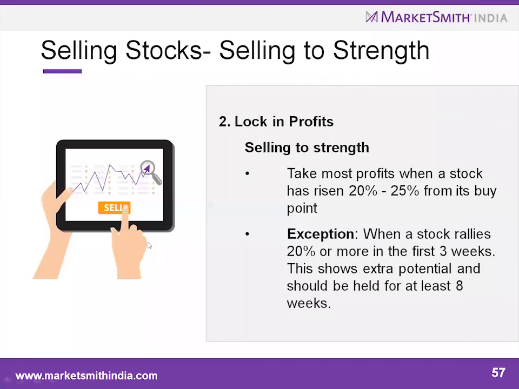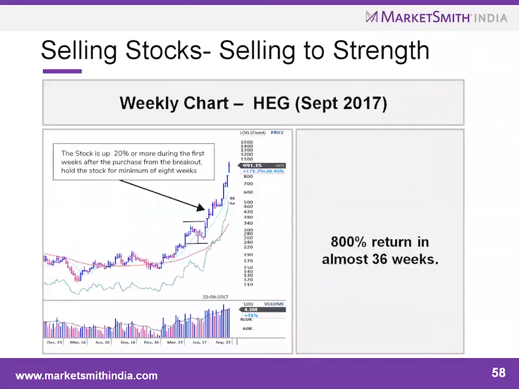So in 2017 we had a lot of stocks which became power to pivot, and here is an example of a power to pivot stock. HEG, the stock is up 20% or more during the first week. It just gave 20%. After that, ideally, as per the power to pivot rule, you are expected to hold it for 8 weeks. This particular stock gave 800% return in just 36 weeks. So that's a classic example of power to pivot and a multi-bagger stock. If you go and see the chart of, say, KA Industries, Titan, Minda Industries, all these stocks were multi-baggers and they have this kind of feature.